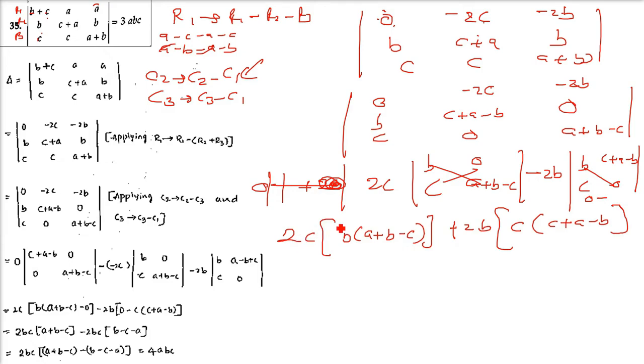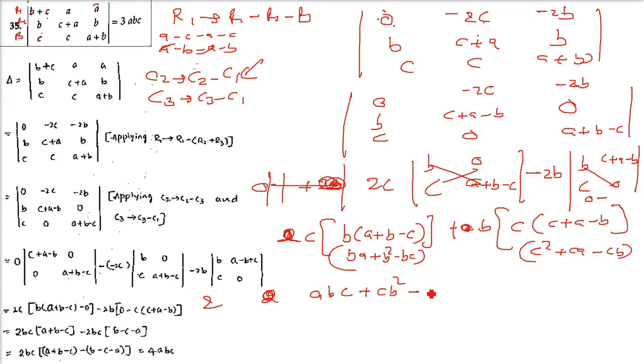So what do you get? 2C. Now let us multiply this first. This will be 2C into BA plus B square minus BC. And this will be C square plus AC minus BC. We have 2C outside, so multiply this. Let us take 2 common first. So just assume that 2 is outside. Now multiply C ABC, B square C minus BC square.